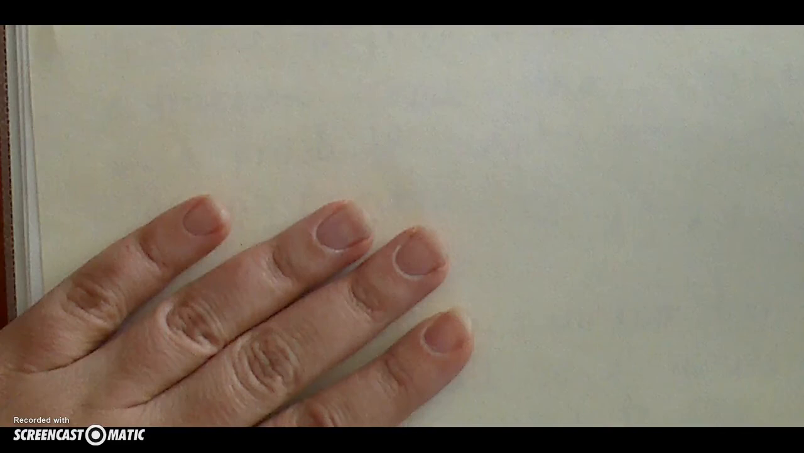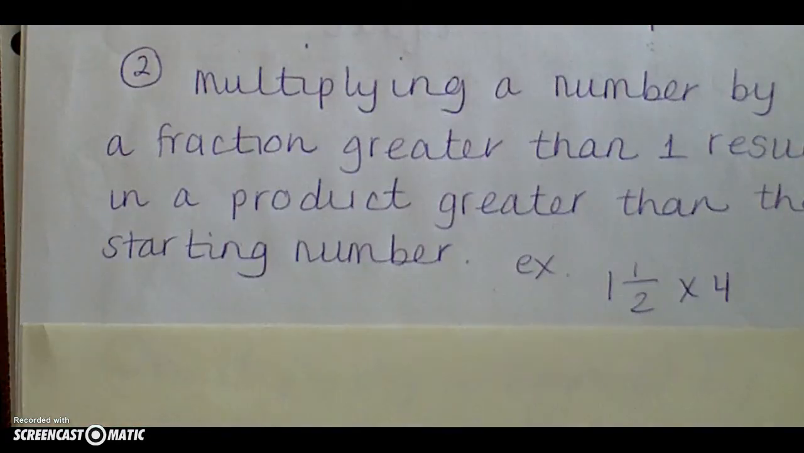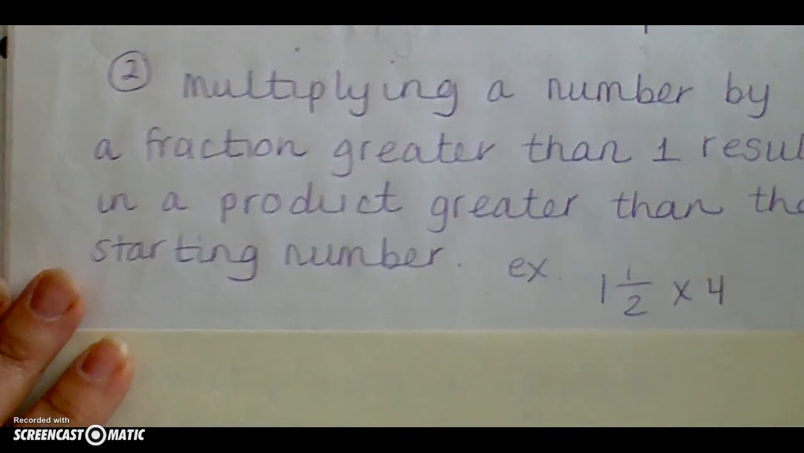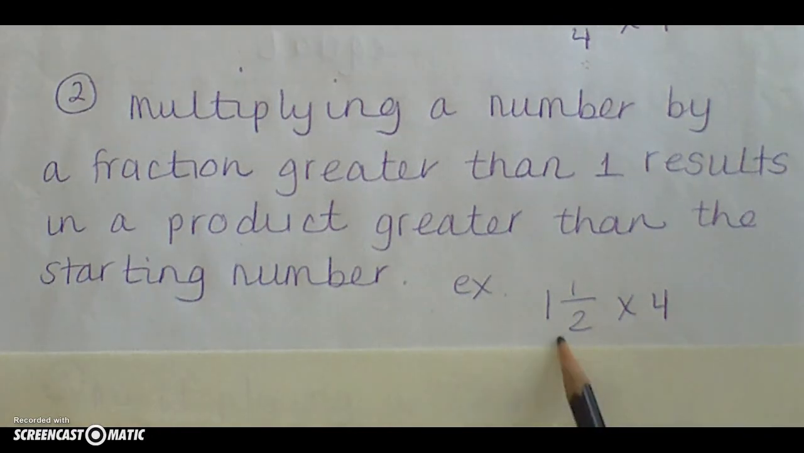All right, the second rule is multiplying a number by a fraction greater than 1 results in a product greater than the starting number. That's the easiest one to understand. So if I start with 1.5, which is greater than 1, and I multiply it times 4, I'm going to get an even bigger number. That one makes the most sense, I think, to kids.